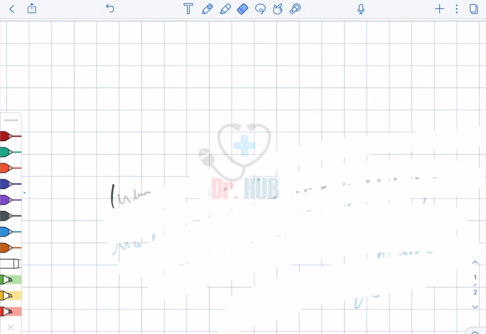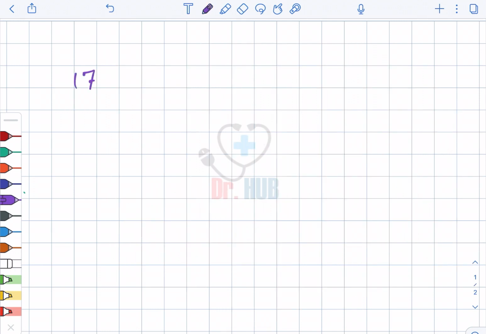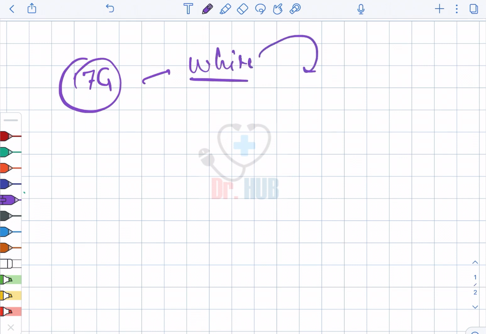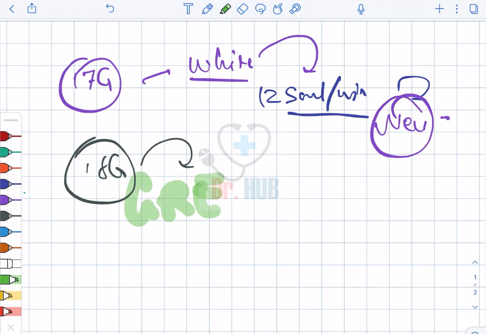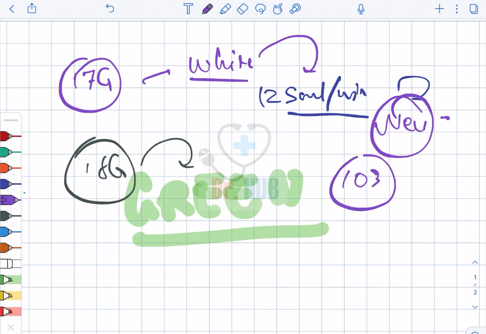Next, moving on, we look at the 17G. The 17G, if we see, it is white in color. So here the rate is almost half, that is 125 ml per minute. And another thing to note is that it is newly added. Next, moving on to the 18G. 18G is green. 18G is green and it is about 100 ml per minute.